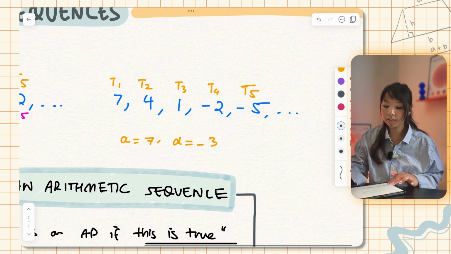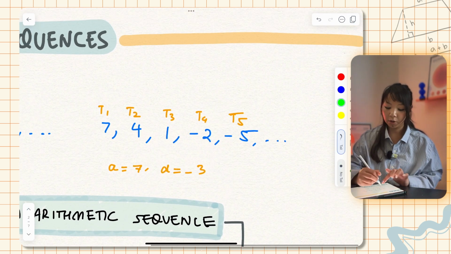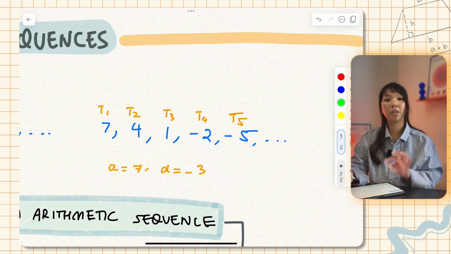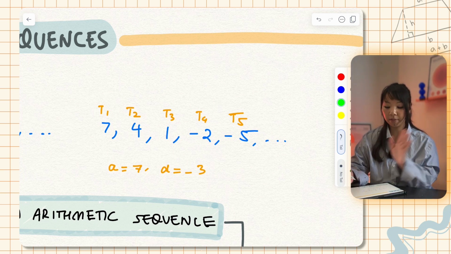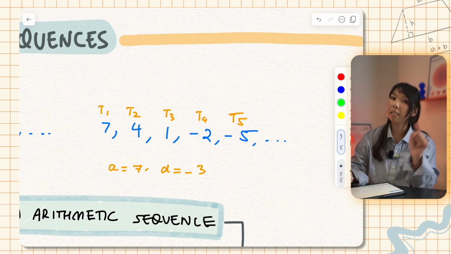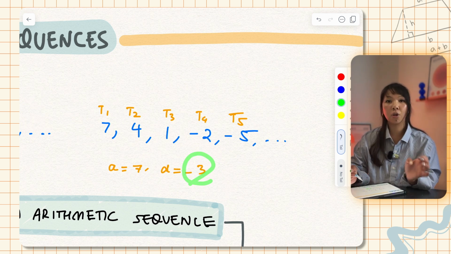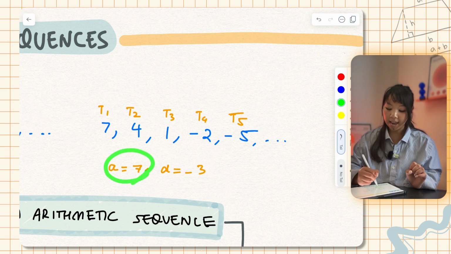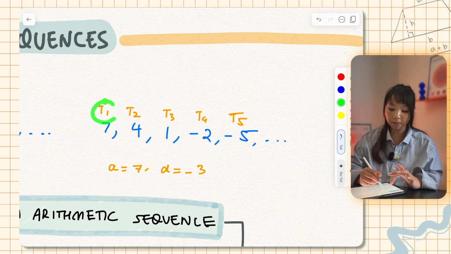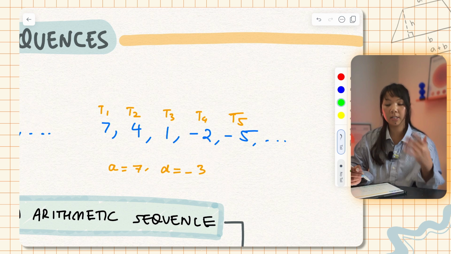Okay, now if we look at this sequence over here, we can see that it goes 7, 4, 1, -2, -5. So the numbers are getting smaller, and they're getting smaller by 3 every time. So when you're decreasing the terms in your sequence, we're going to be minusing. So the common difference is negative. And then a, your first term, is 7. Once again, we have to be familiar with the notation of t1, t2, etc.